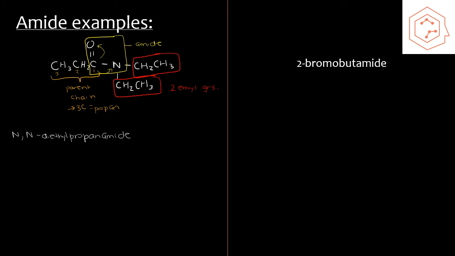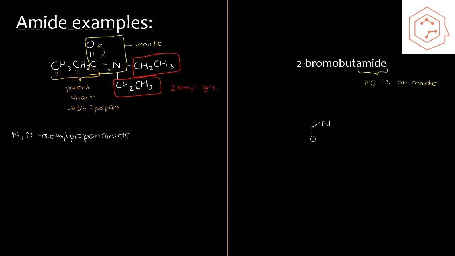Now let's do the example to the right. We're going to draw the structure for 2-bromobutanamide. Let's work this name backwards. If we look at the very end, we see we have the word amide here, so we know our functional group of highest priority is an amide. So that's the first thing I'm going to draw in. Start with our nitrogen atom, which is bonded to a carbon that's also double bonded to an oxygen. That is going to be the start of our parent chain.